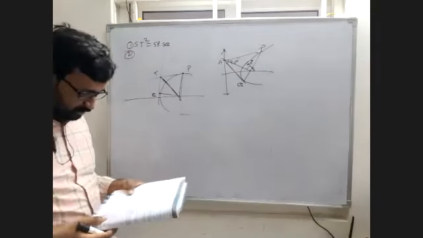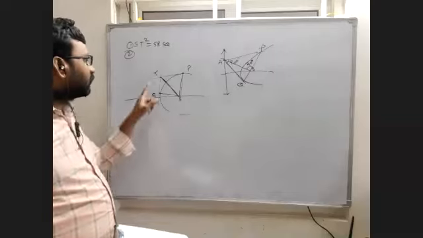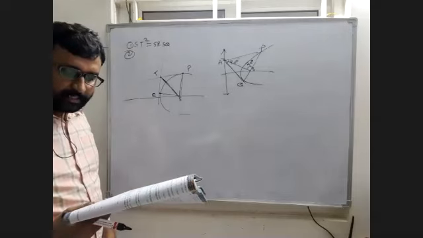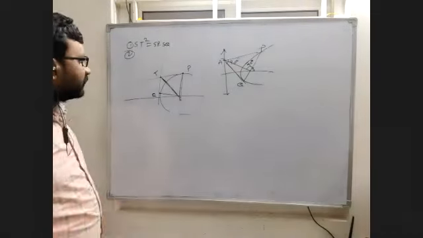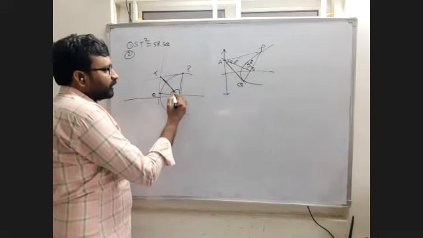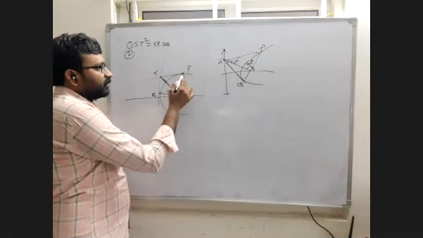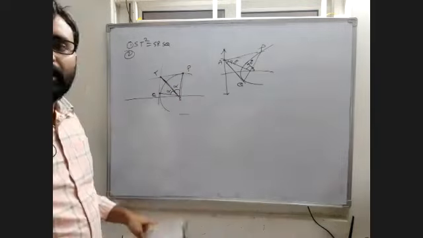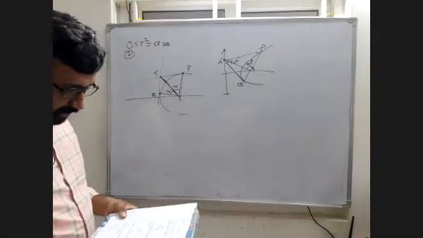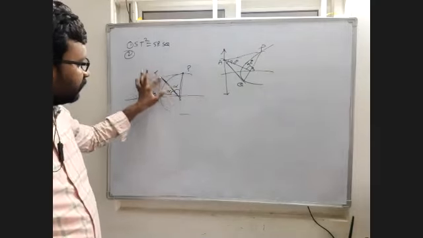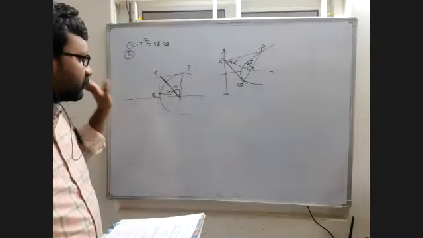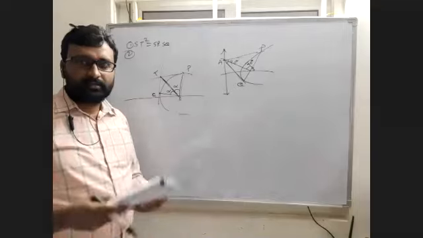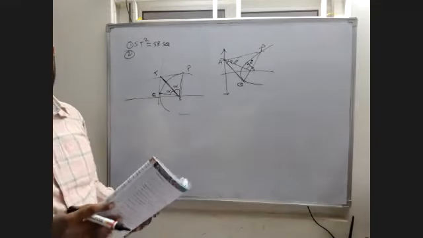Second condition: TP and TQ subtend equal angles at the focus. These two angles are equal, angle alpha each. And next, triangle STP and triangle STQ are similar triangles, because of the same angle and also the same length ratio. These three conditions exist for this.